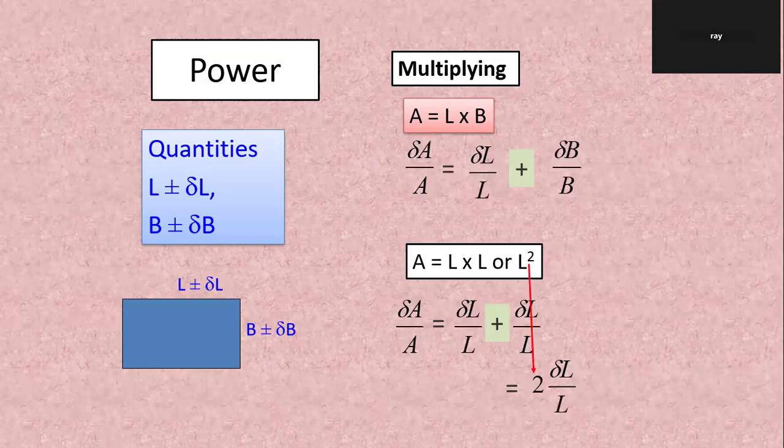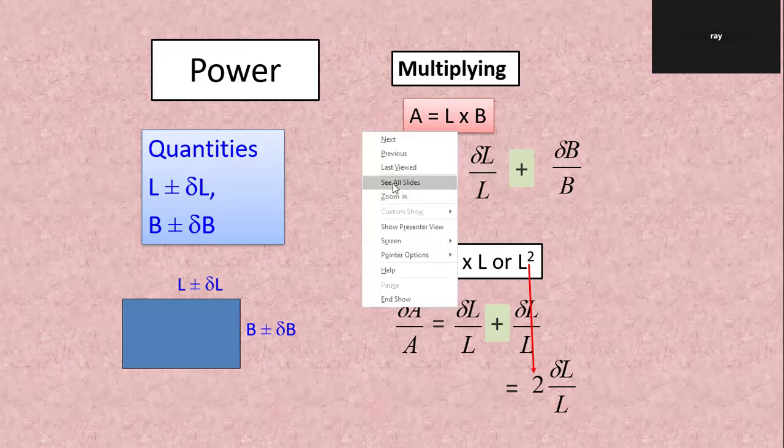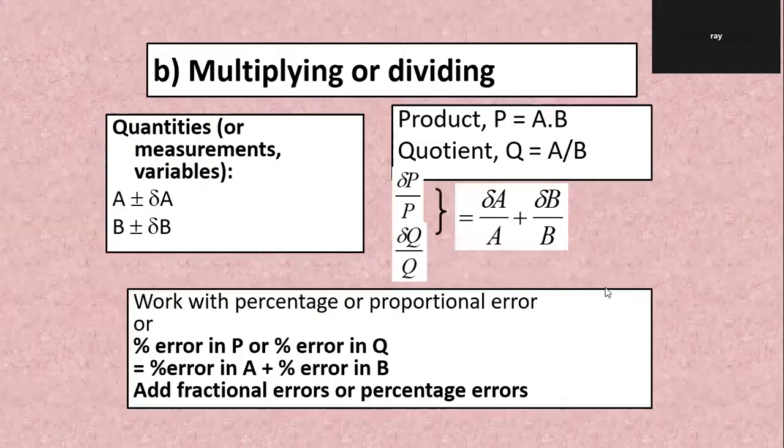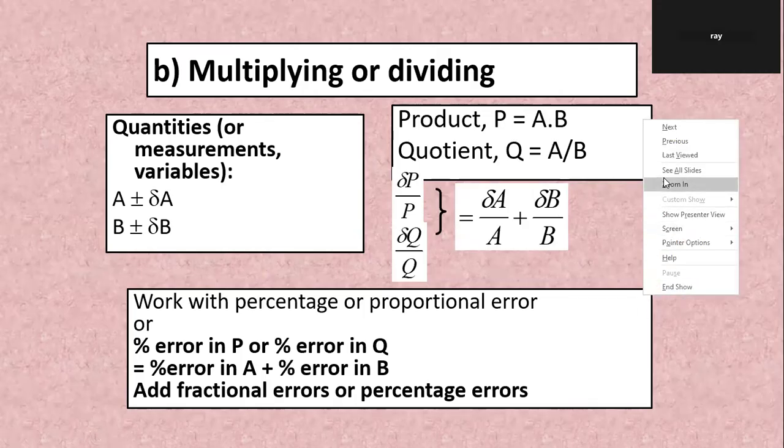So when it's multiplying, we use the proportional error. How about division, dividing? Dividing is the same. That's why we gave you the rule just now. So multiply or divide, all is the same.